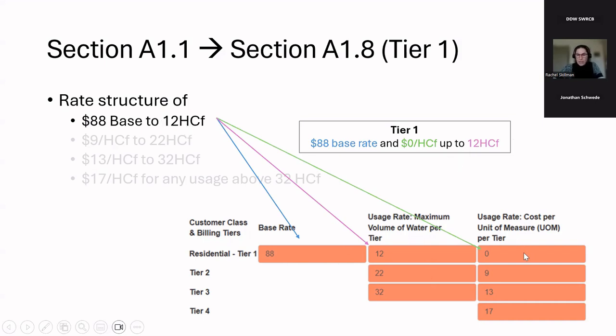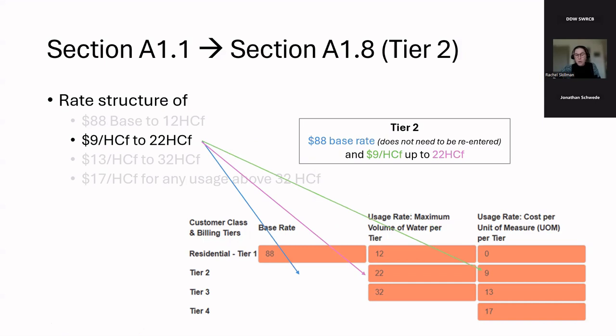So in our usage rate here, our cost per unit of measure for this first tier, we're going to put 0, because within this tier up to 12 HCF, we charge customers $0 per unit. And then in this usage rate maximum volume of water per tier, we want to put the top measure of that tier. So up to what quantity of water used would this rate structure apply? For this first tier, it would be up to 12 HCF of water. We only charge an $88 base rate and $0 per unit.